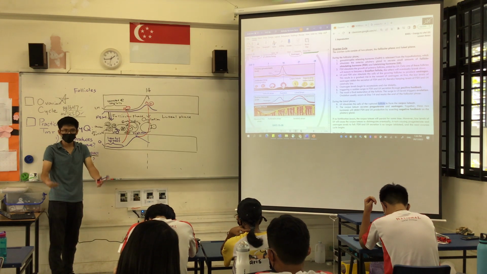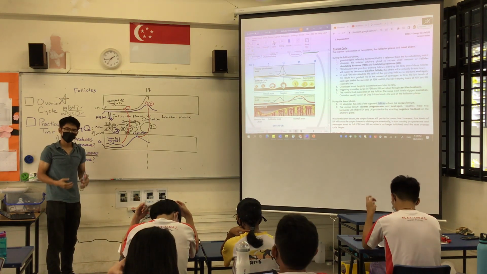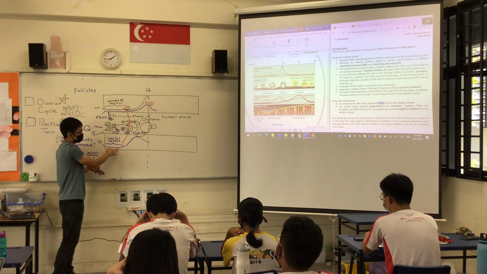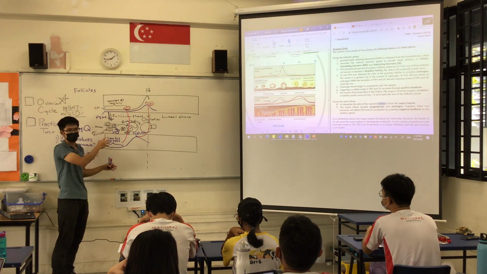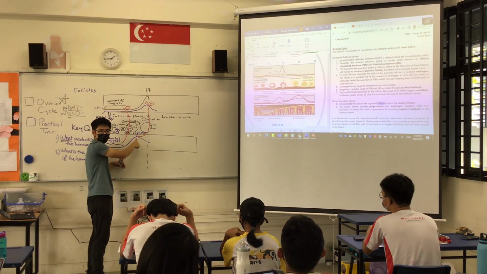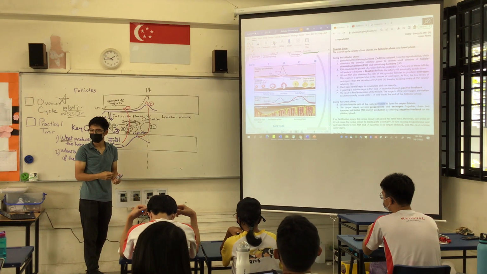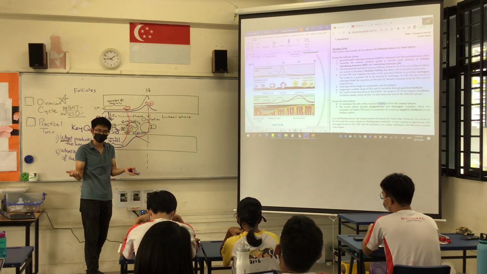I don't know about you, but when I first learned this, one question popped into my head. How come when estrogen levels are low, it negatively inhibits the production of these two hormones, but then when estrogen levels are high, it positively stimulates the production of these two hormones? Right? It kind of doesn't make any sense.